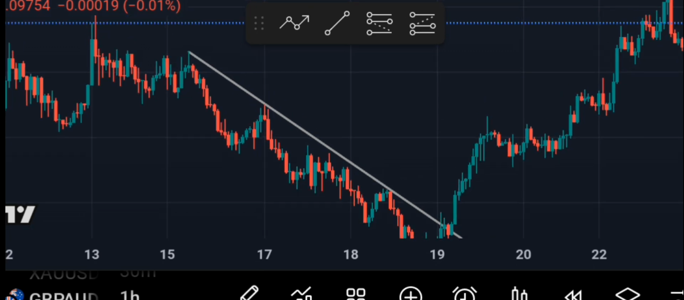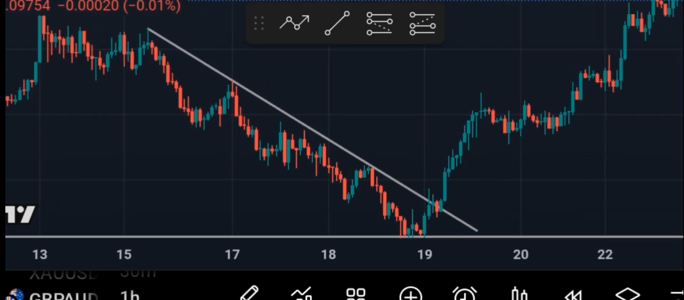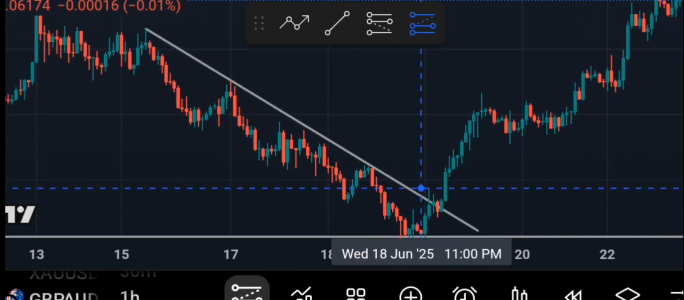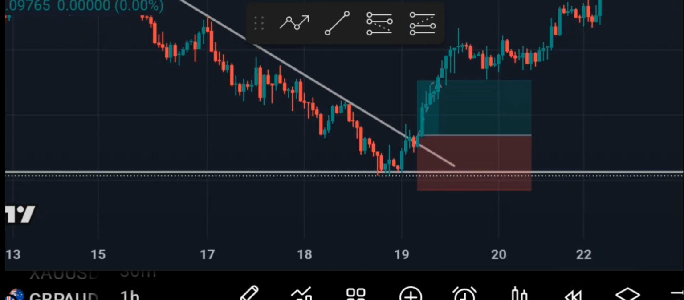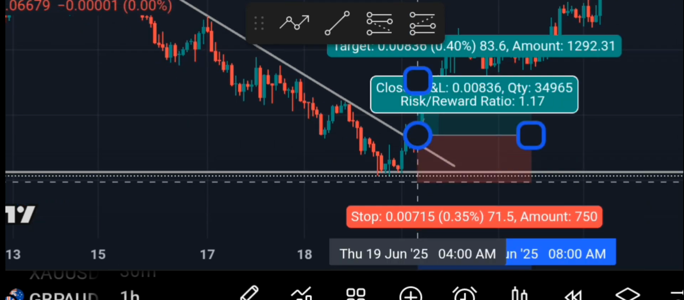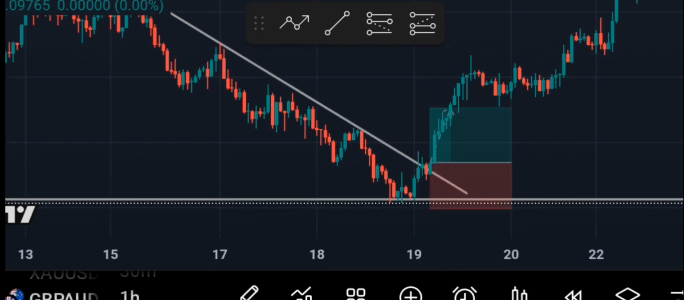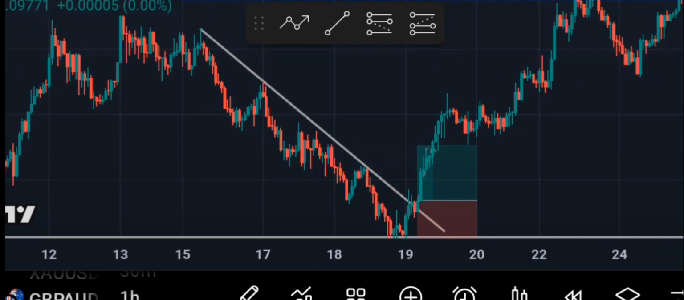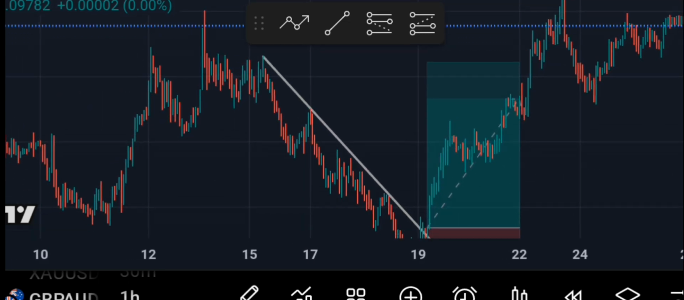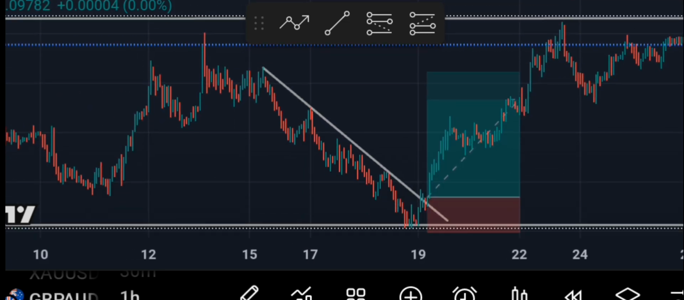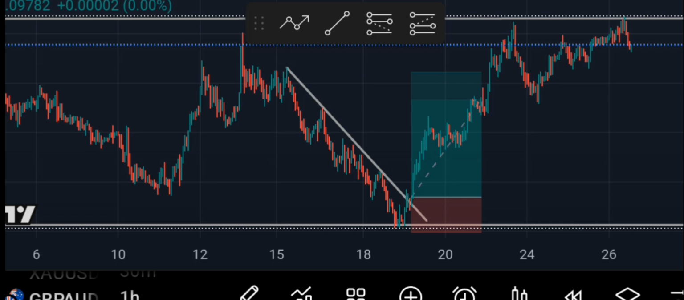After a beautiful downtrend, we finally found a breakout. All you have to do, place your long position, then your risk below. Come on, yes. Hope you are understanding. It's as simple as it sounds. Don't overcomplicate it.